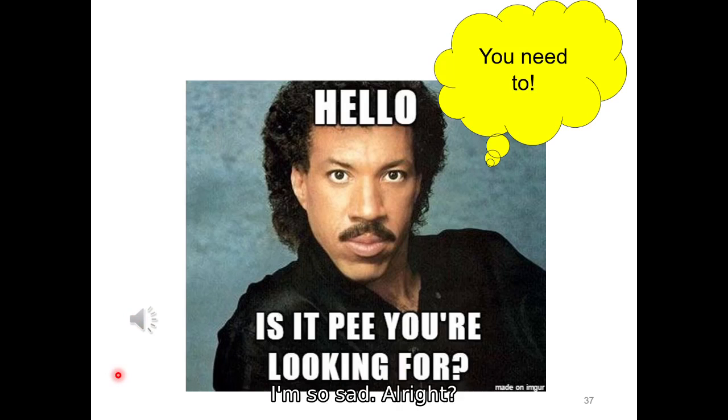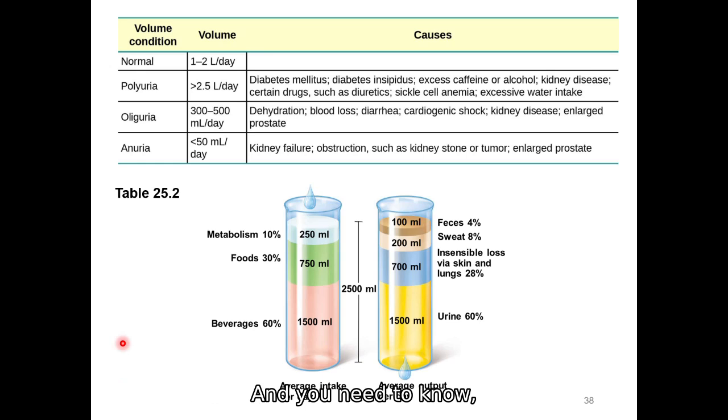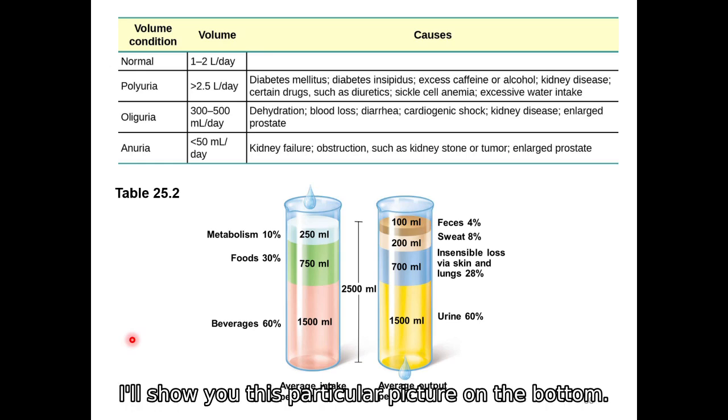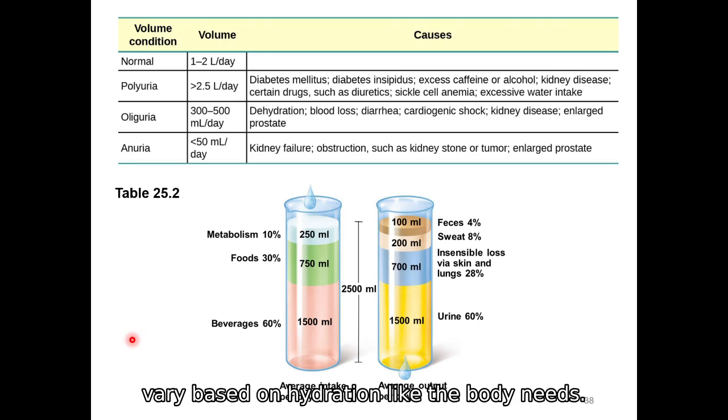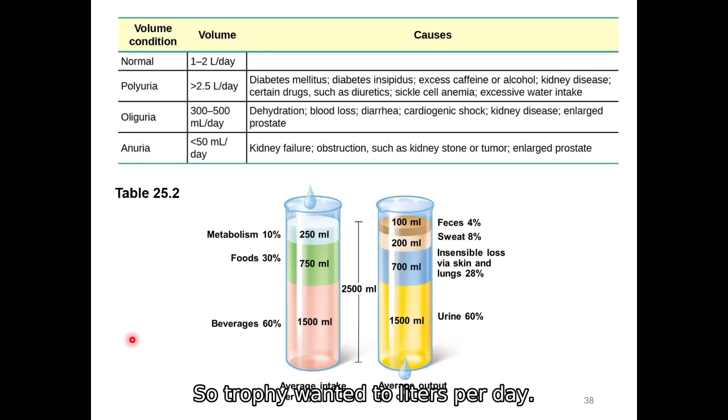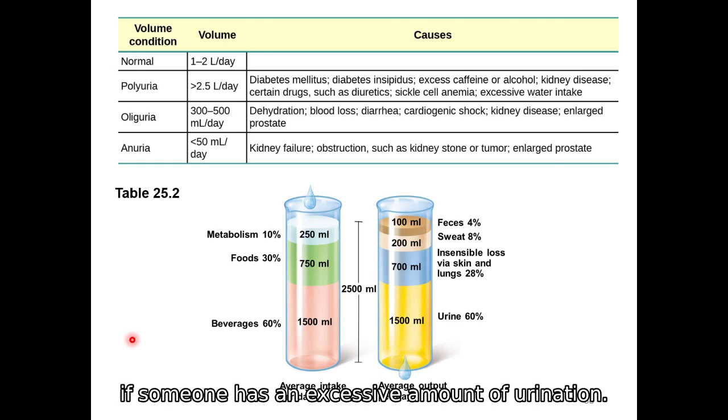So I'm so sad. All right, as nurses, those of you going into nursing, you will be looking for urine output, and you need to. Oh, I'm so sad. All right, normal output, I'll show you this particular picture on the bottom on Wednesday, but urine volume is going to vary based on hydration and, like I said, body needs. So it's roughly 1 to 2 liters per day. I think I put 1.5 liters in your notes.